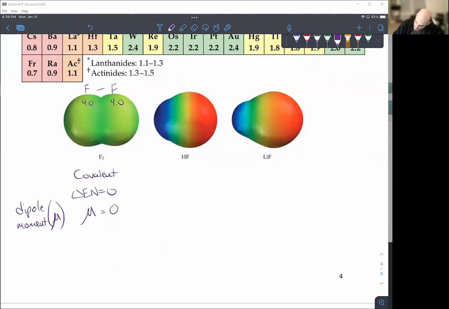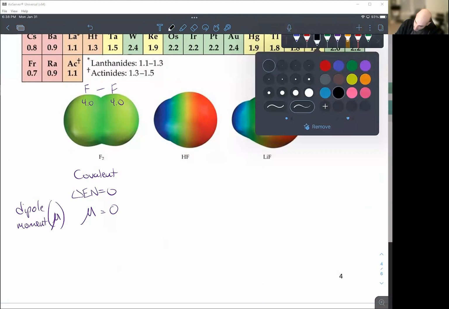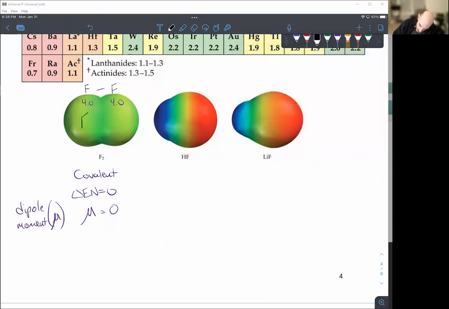So yeah, let's see here. I'm going to change this color. There we go. Okay, so I have my fluorine here and my fluorine here. On the next one, I have fluorine and I have hydrogen. So the delta EN, I have 2.1 here and I have 4.0 here, okay.